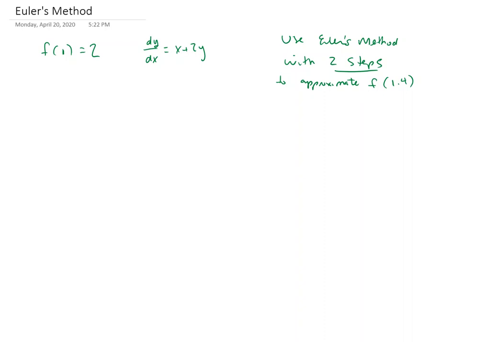But this is a different problem, folks. I want to make sure you know this is a different problem. The numbers are all different. But here you're going to use 2 steps. That means you're not going to go from 1 to 1.4.